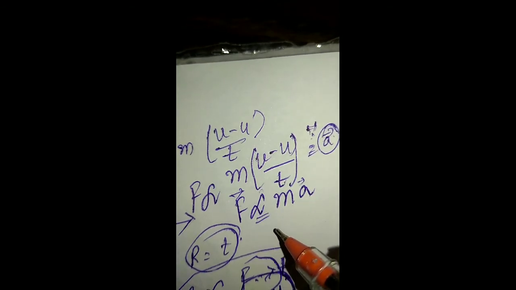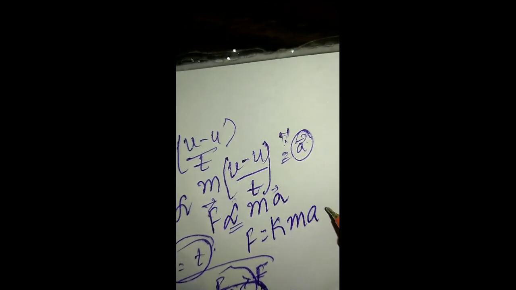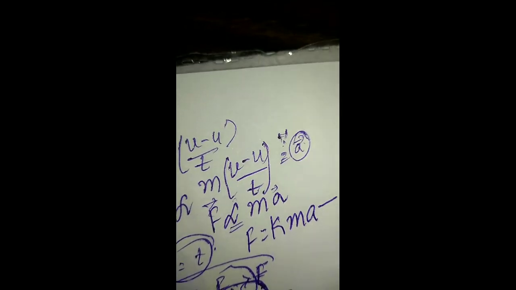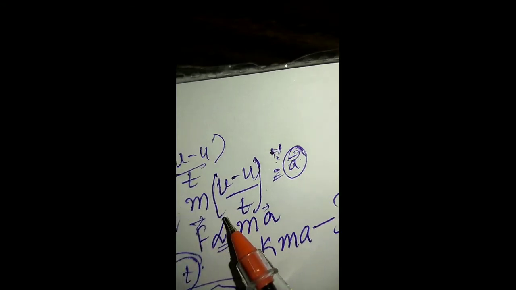Now you need to remove this proportionality constant. So f is equals to k m a. This is the derivation for Newton's second law of motion. So what is Newton's second law of motion? When an external force is applied on a body, the rate of change in momentum of the body is directly proportional to the external force applied and acts in the direction of force.